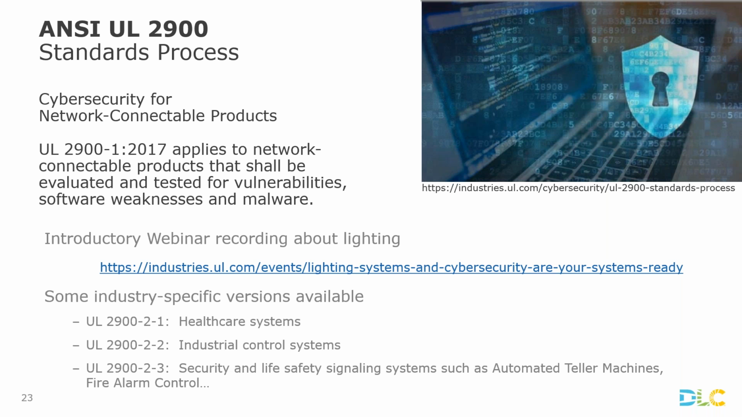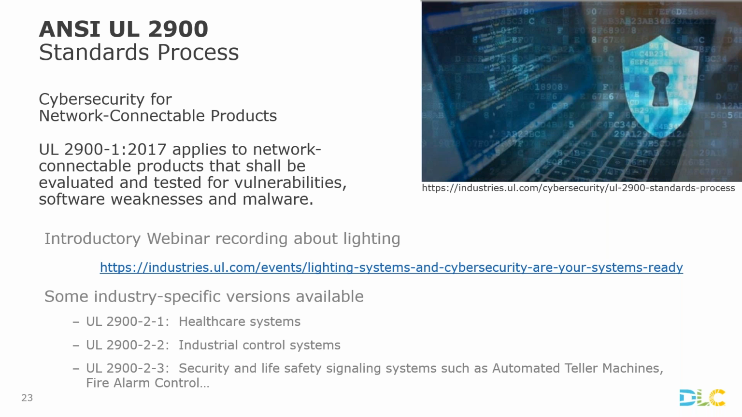ANSI UL 2900-1 is the general standard for network connectable devices. You can learn more about this in a recording of a 1-hour webinar at the link there that introduces UL 2900 in relation to lighting systems. The slides from today and the webinar recording will be posted on the DLC website in case you want to find that URL later.